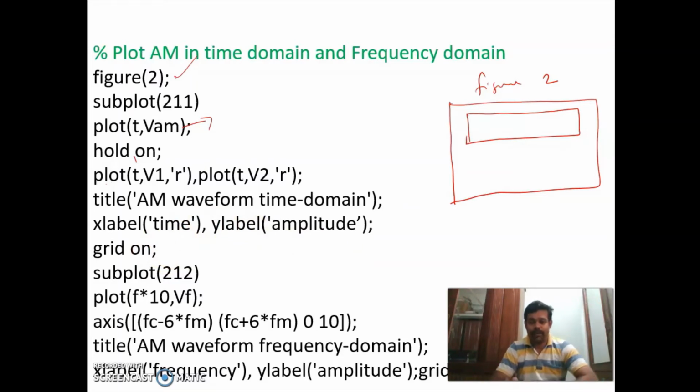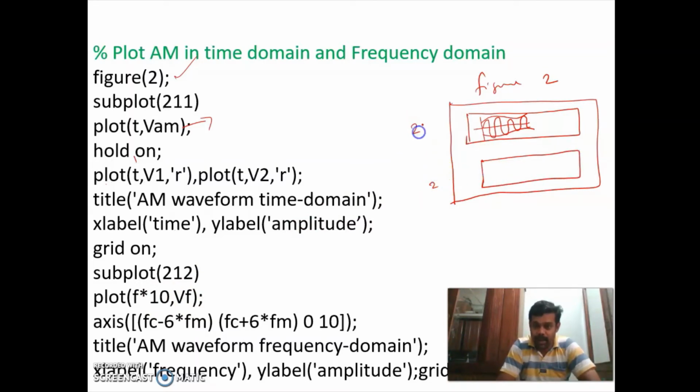Now we are going for the next plot. So in this plot you are drawing the upper envelope as well as the modulated signal. Okay. First diagram. The second one, you are going to draw the spectrum. Okay. So this is subplot 2, 1, 1. This is subplot 2, 1, 2. Okay. So we have defined the subplot 2, 1, 2.